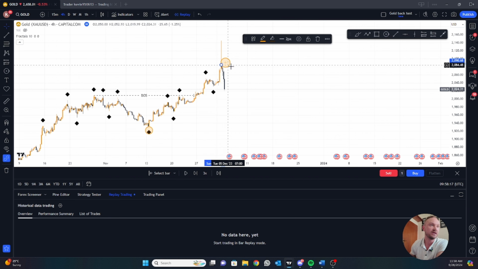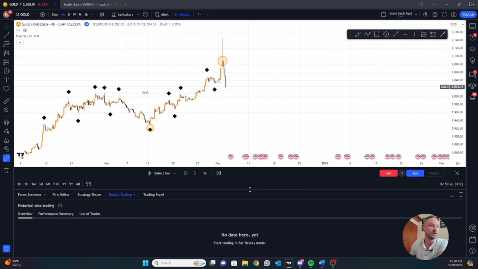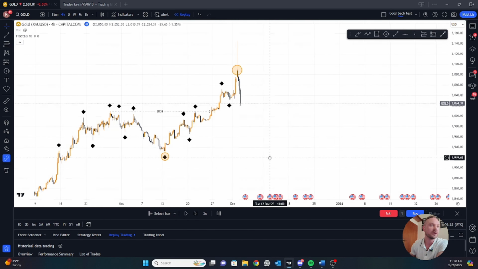So I'll be using this high here since that was a big wick, but you can also include a wick. So the wick isn't really an issue. So just make this smaller. So I'm going to now draw my Fibonacci between these 2 points.